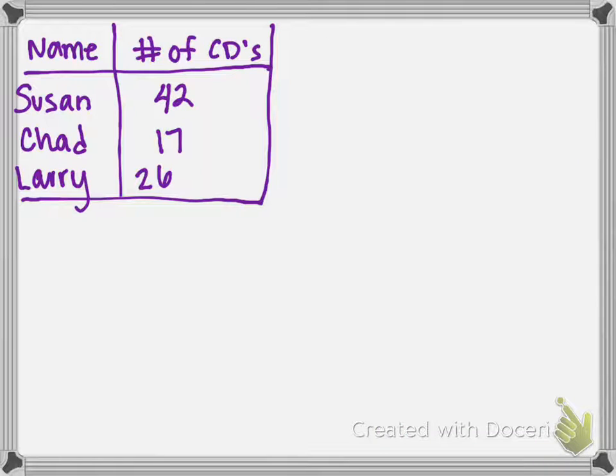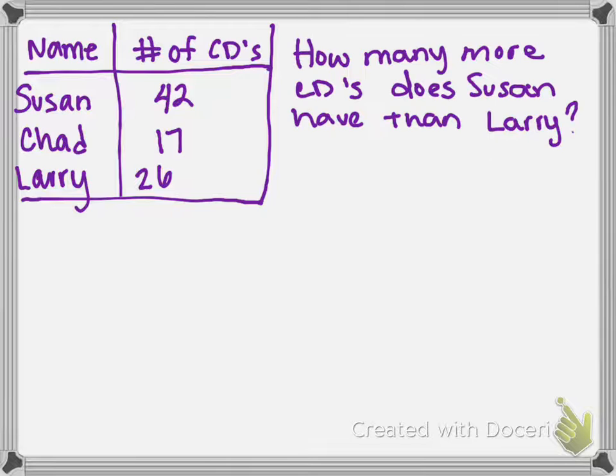So I would like you to put this in your spiral. This is a little chart, and I am going to tell you the problem instead of having you write it. So in this chart, 3 friends have a music collection. How many more CDs does Susan have than Larry? So I will write that. So I do want you to write that part. How many more CDs does Susan have than Larry? That is what we are trying to figure out.